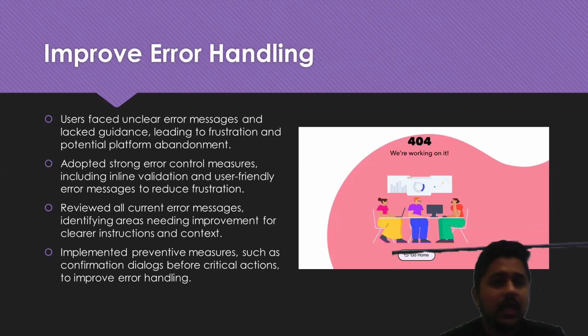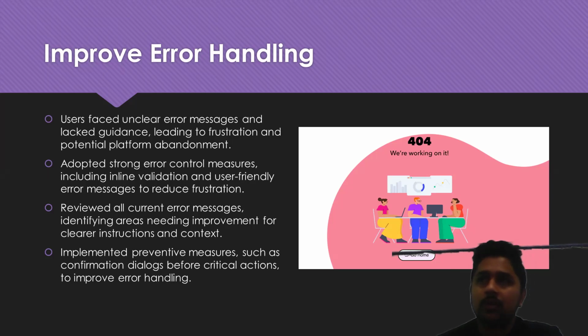The next point is improving error handling. Errors should not be there, and we can't do anything about that, but we should have a consistent plan for errors. Users faced unclear error messages and lacked guidance, leading to frustration and potential platform abandonment.